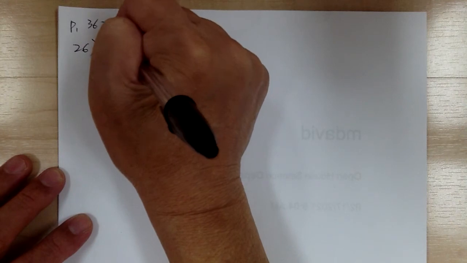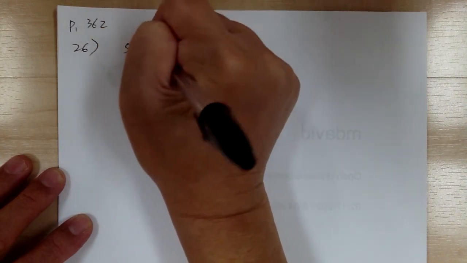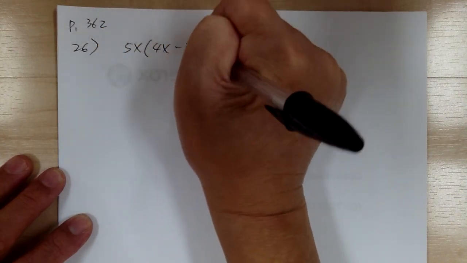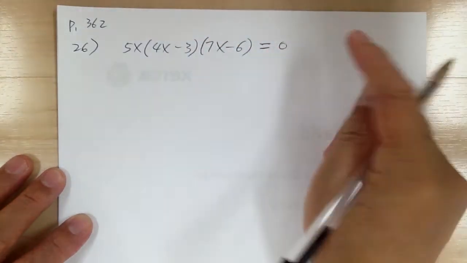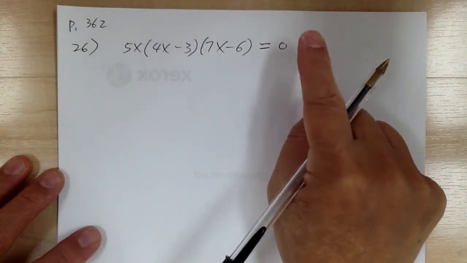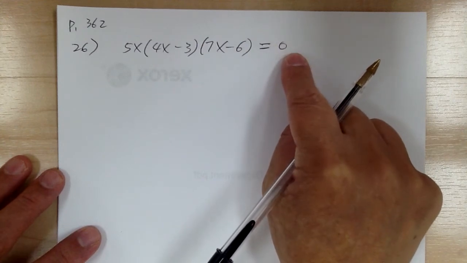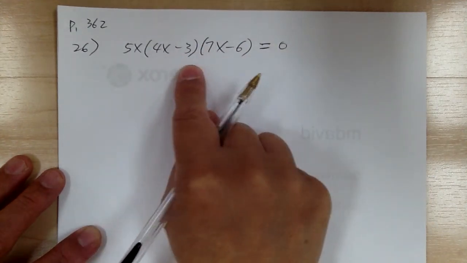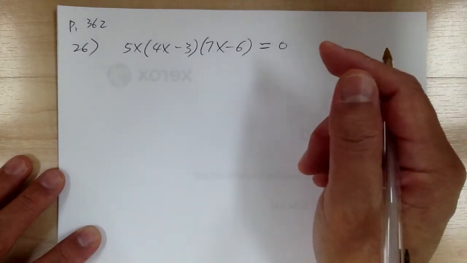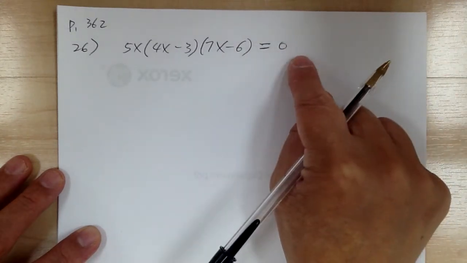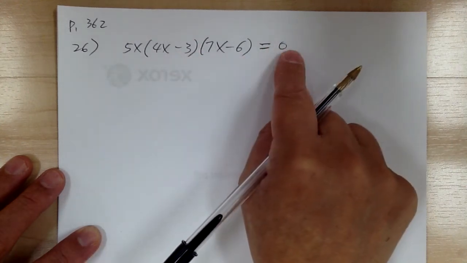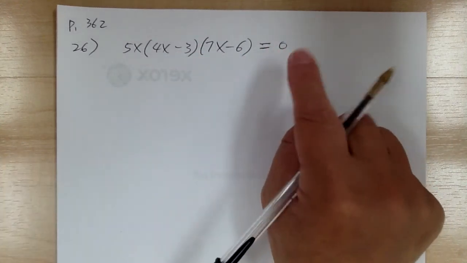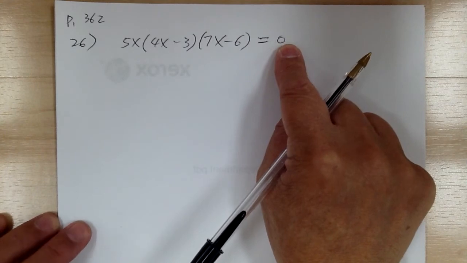Okay, number 26, you got 5x times 4x minus 3 times 7x minus 6 equal to 0. So again, first you check to see if it's equal to 0. So yes, this is equal to 0, so that's very good. That means all the fighting is done already, so you can just solve already. So again, that's why it's so important to check. If it's not equal to 0, then you have to undo the factoring, make it equal to 0, and redo the factoring. So this one is kind of nice because it's equal to 0, so you can just solve already.